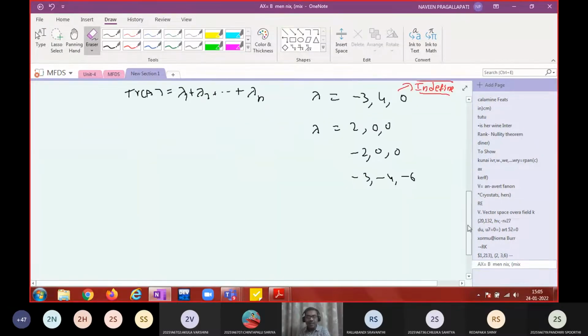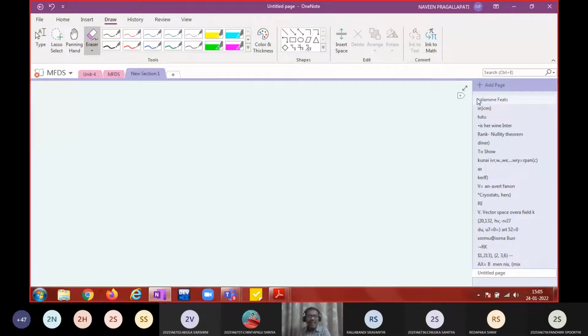Next, what I want to talk about is diagonalization. What is diagonalization? The Cayley-Hamilton theorem you anyway know. What does diagonalization say? Suppose you have a matrix A, of order n, with its eigenvalues and eigenvectors.